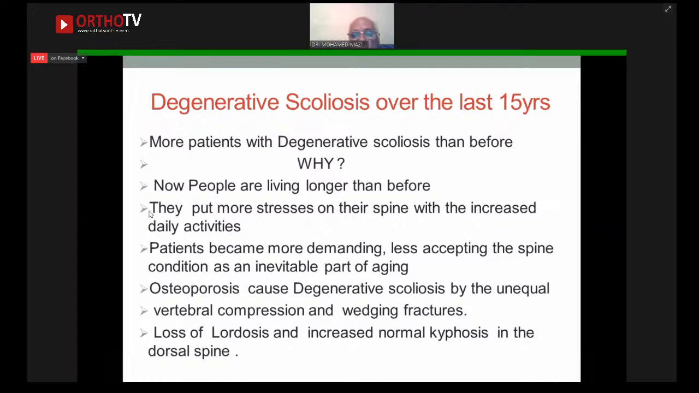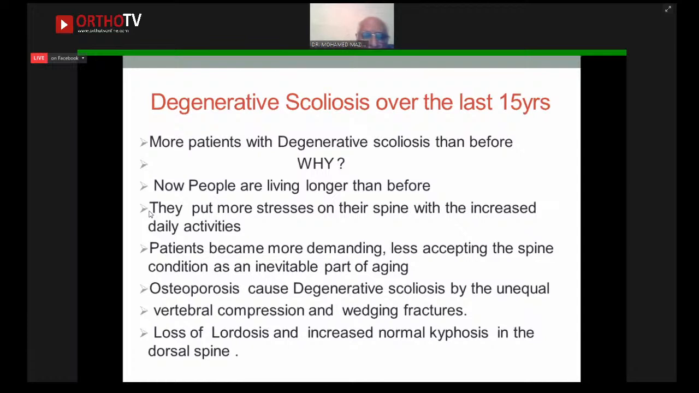Osteoporosis causes degenerative scoliosis by unequal vertebral compression fracture and wedging, which can occur without diagnosis. So the compression of the body itself plus the asymmetrical erosion can end in degenerative scoliosis, with loss of lordosis and increased normal kyphosis in the dorsal spine.